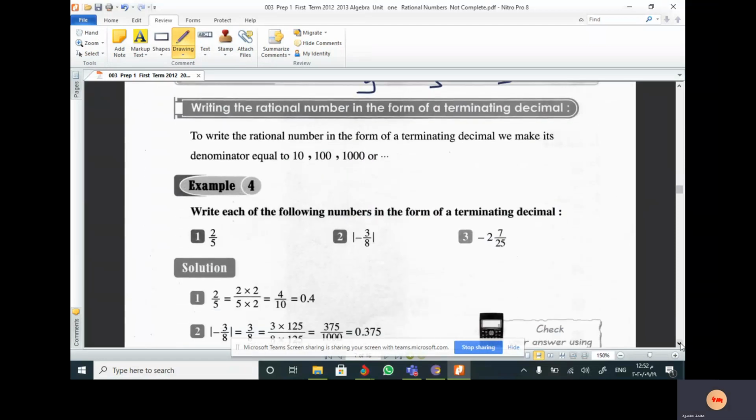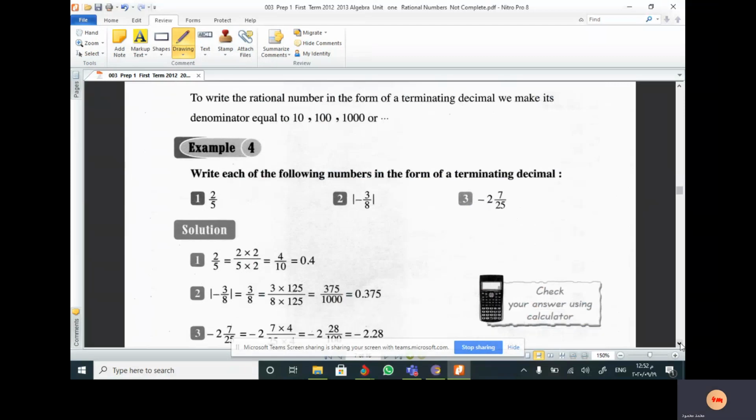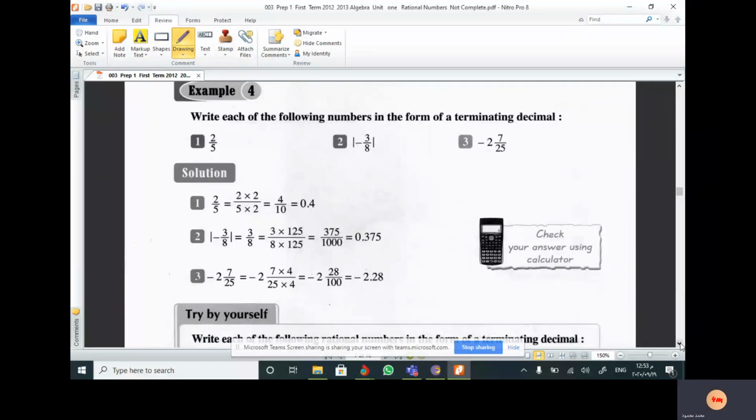Writing the rational number in the form of a terminating decimal. You know that decimals are fractions with denominator 10, 100, or 1000, and so on. So you can change any fraction to a decimal. 2/5. To change 2/5 to a decimal, you can multiply the two terms by 2. You will get 4 over 10. It will be 0.4.